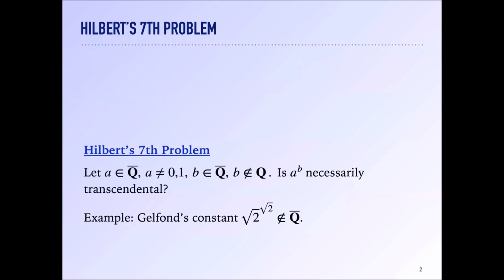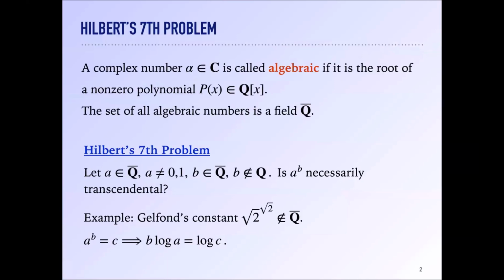So let me start by motivating this with Hilbert's 12th problem. So we start very basic. A number is called algebraic if it's the root of a polynomial with rational coefficients, and the set of all algebraic numbers forms a field.